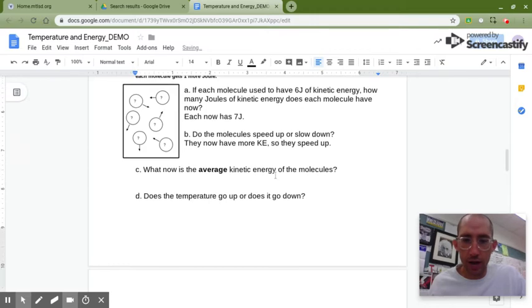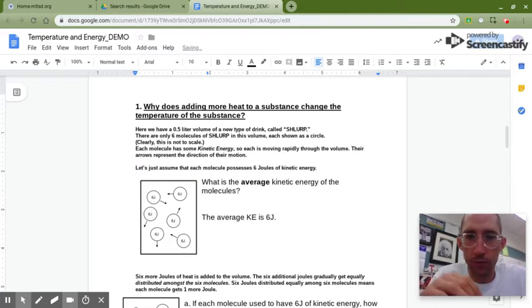What is the average kinetic energy of the molecules now? Well, if each of them have 7, there you go. The average is 7. Does the temperature go up or does it go down? All right. So what's going to happen when we add more heat to this container?